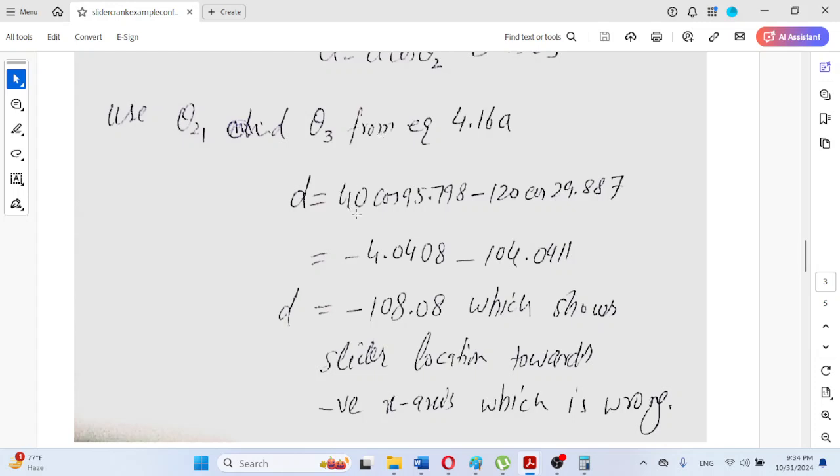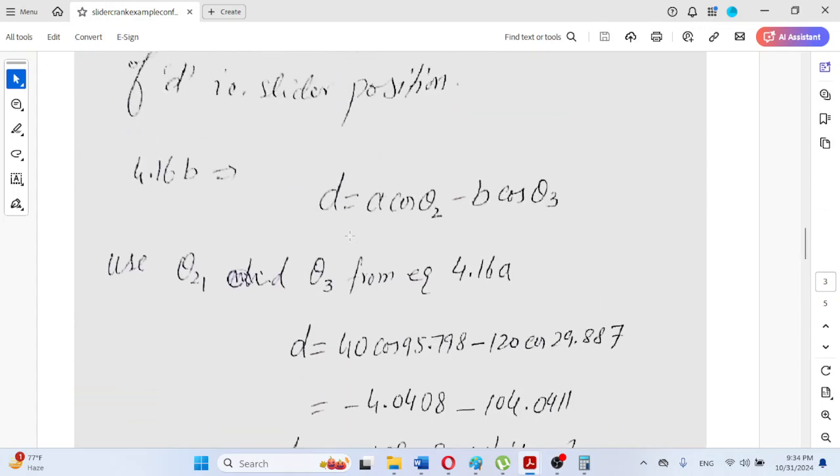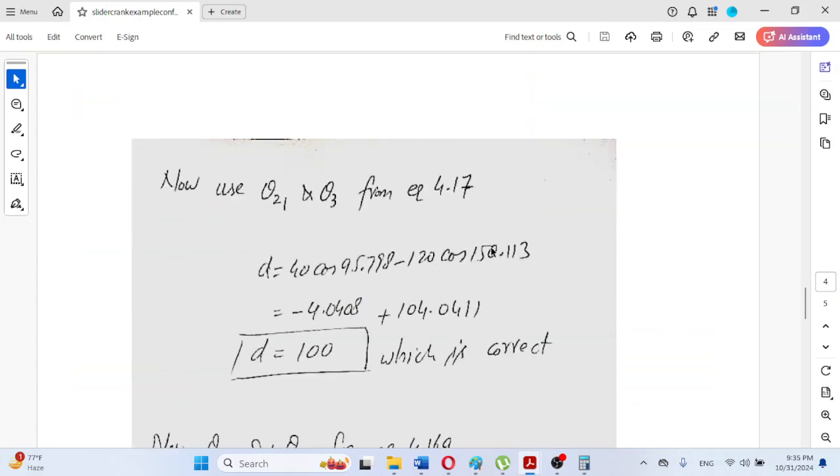So when we input the values, we can observe here that the result is D equal to minus 108.08, which actually shows the slider location toward the negative x-axis, which is wrong. So that means this value of theta 3 is not acceptable, so we will be omitting that value.